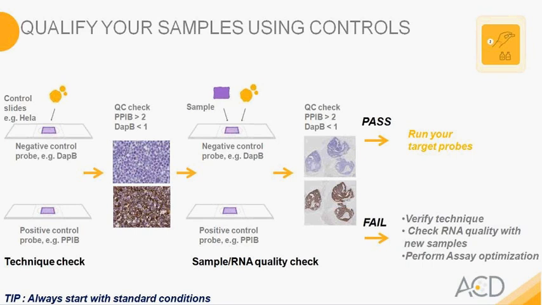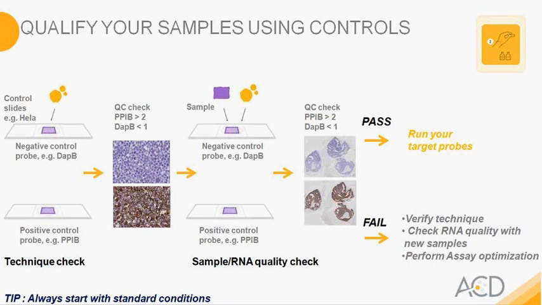We recommend that you always start with standard conditions. You should perform the assay with DAP-B, negative control, and PPIB as an example of a positive control. You should perform the same exercise by doing a quality control check where PPIB is greater than 2 and DAP-B is less than 1. If this criteria passes, you should continue to run your target probes.